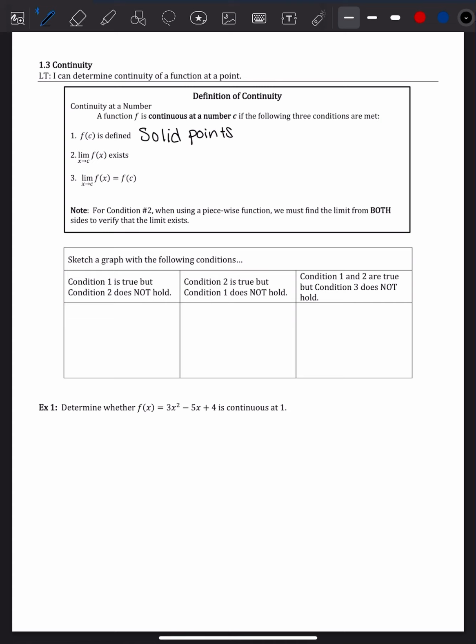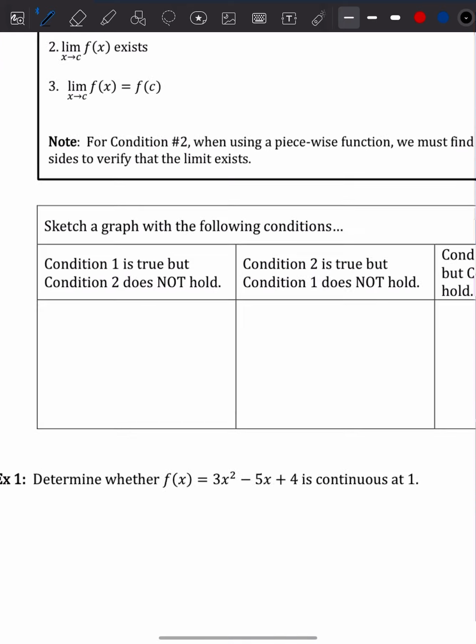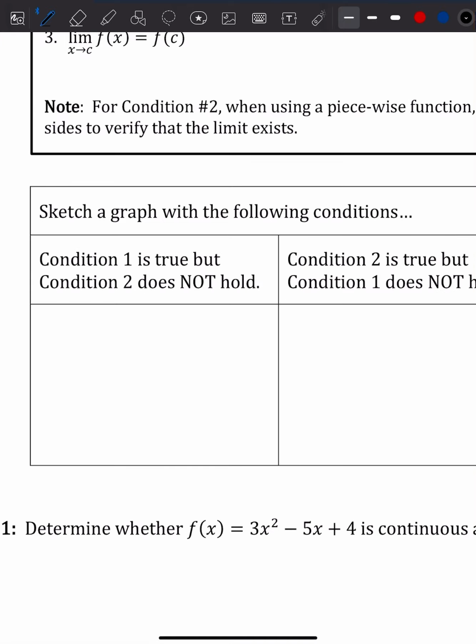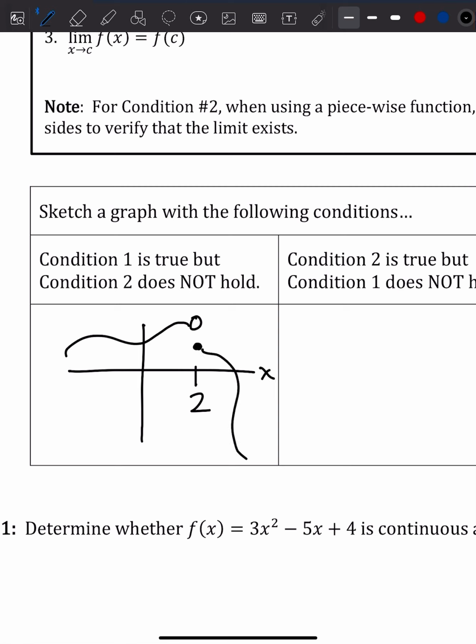So let's look at what some of these graphs could look like if they are holding these conditions. Condition 1 is true, but condition 2 is not. So this means that we have a y value at some point. I'm going to use 2. We have a solid point for sure, but our limit does not exist. So that could mean I have a hole up here somewhere, and our graph looks maybe something like this. There are a lot of other options here, but this generally happens when we have that break in our line.